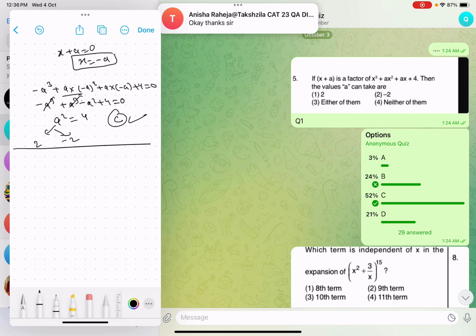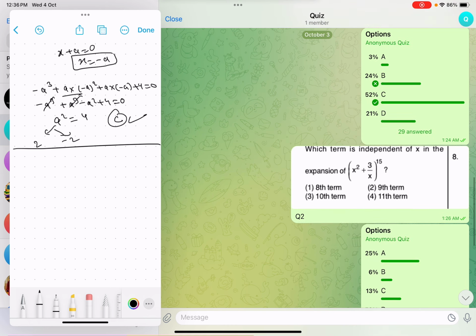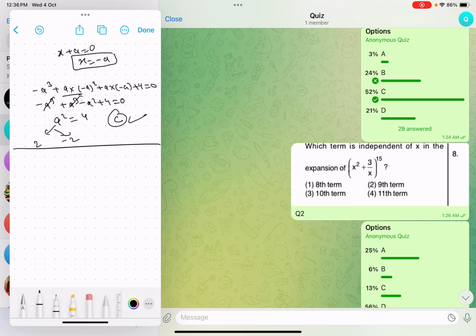Okay, question number 2, which term is independent of x in the expansion of x square plus 3 by x? So this question you will be able to do in case you know the binomial expansion. Okay, so I'm telling you the general form of binomial expansion. So a plus b to the power n, if it is, then like our question is independent of x, so basically both have x in it, so a will be a to the 15 minus r into b to the r. Okay, and this should be x to the power 0.